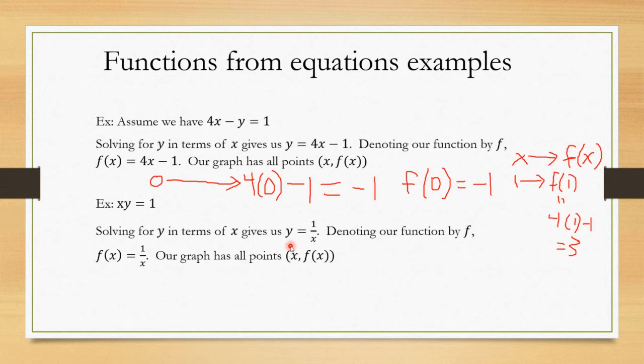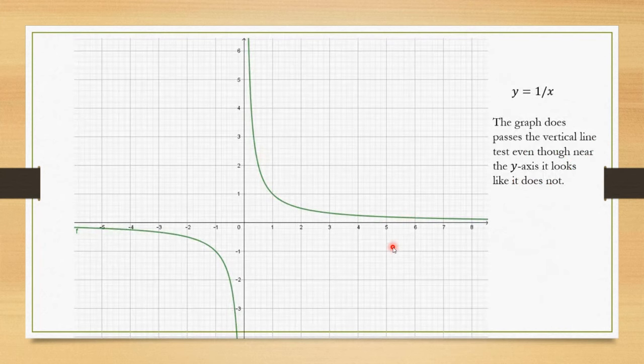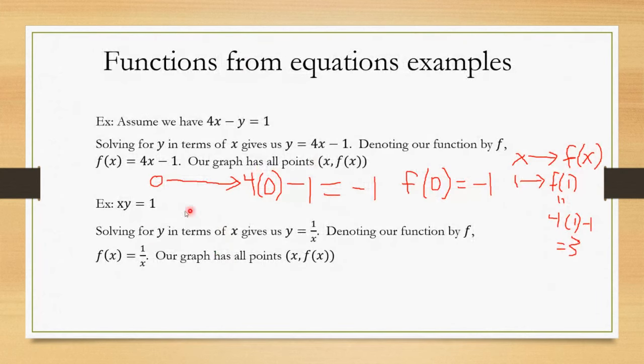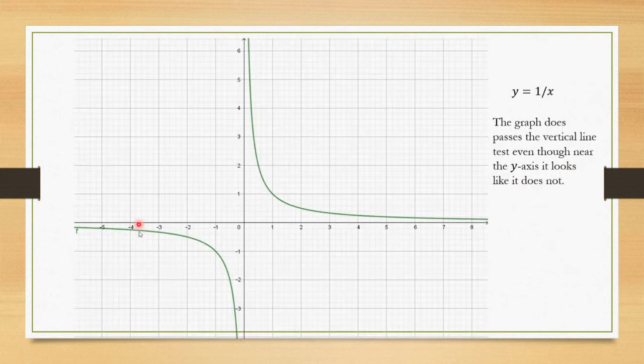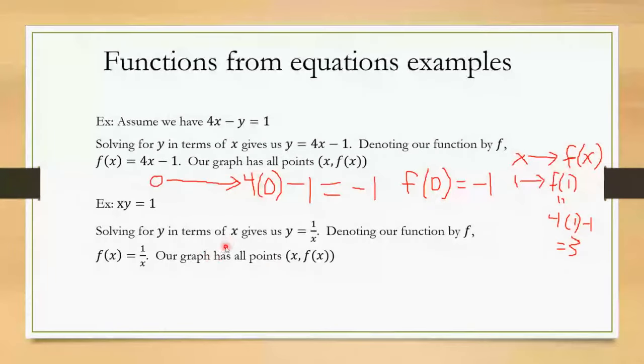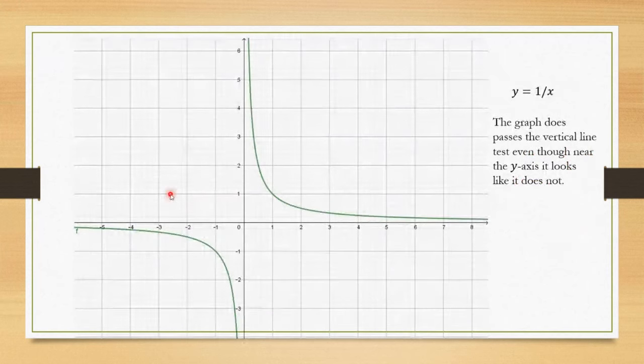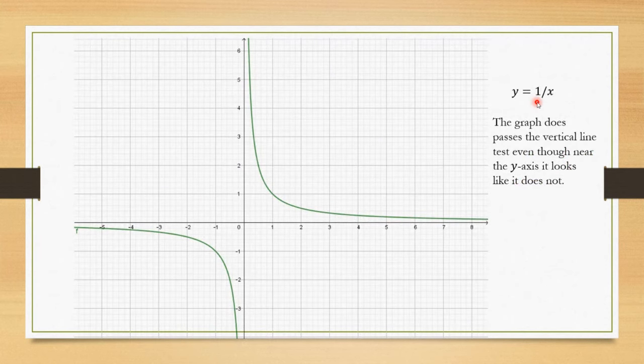And I don't know if I showed you the graph of this, but this is what the graph looks like. Now, how do we know that this defines y as a function of x? The graph of it here does pass the vertical line test. I probably should have said that before I did this, but anyway, it does define y as a function of x. Again, the graph here does pass the vertical line test. So this is the graph of y equals 1 over x, which again is the same thing as this.